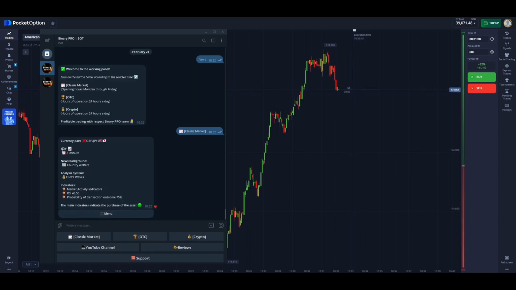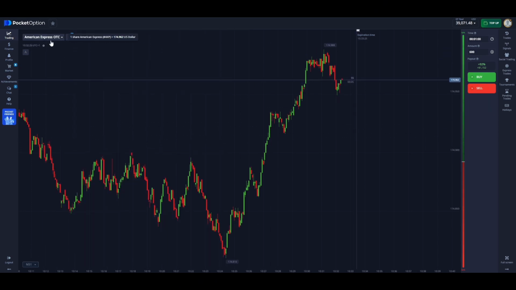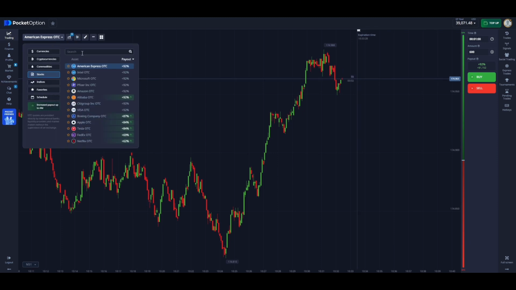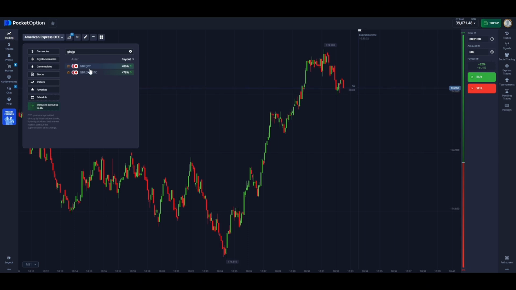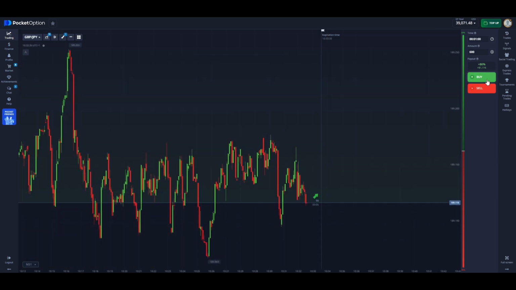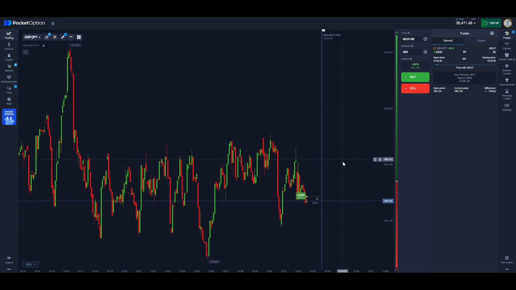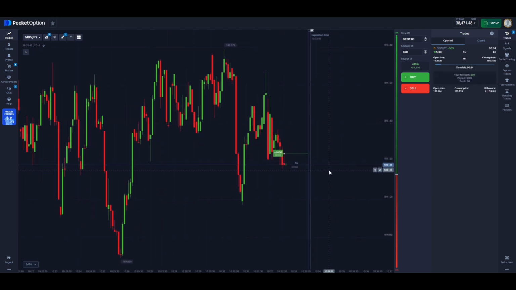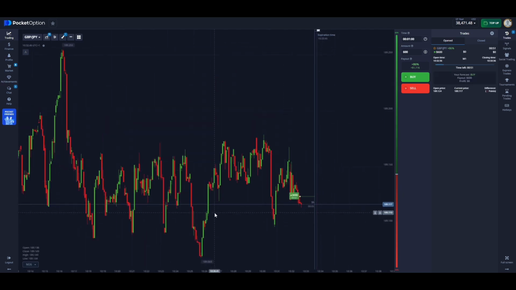The trading bot recommends opening a buy position with a 75% probability of profit, a good signal. We also see the newsfeed, the analysis system, and the list of indicators. I'm heading back to the broker. The first trade of $600 has been opened. Let's take a look at the chart.